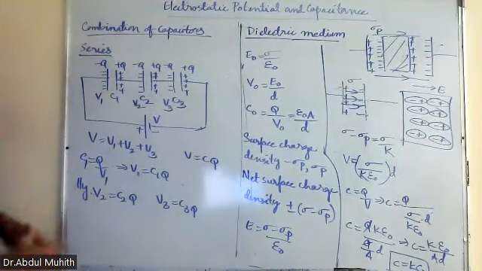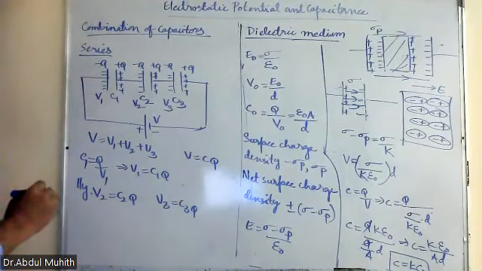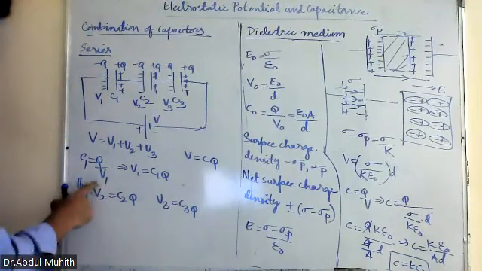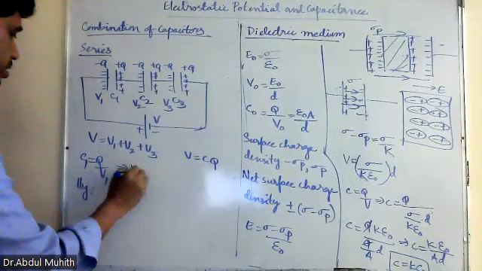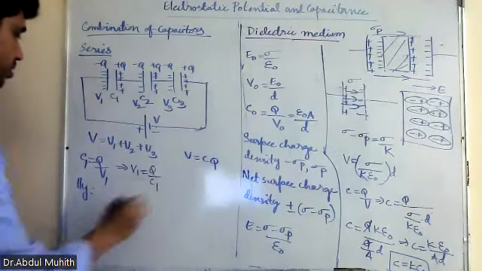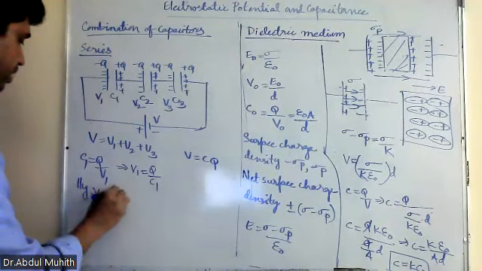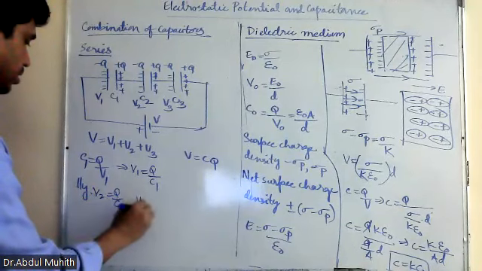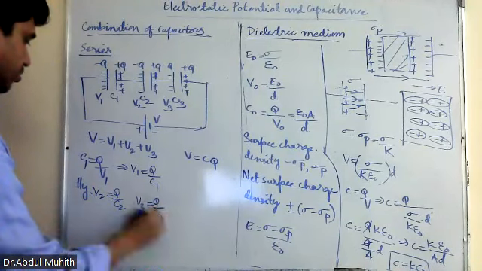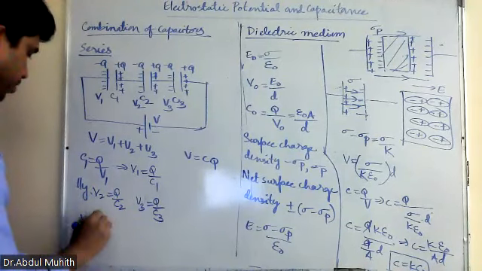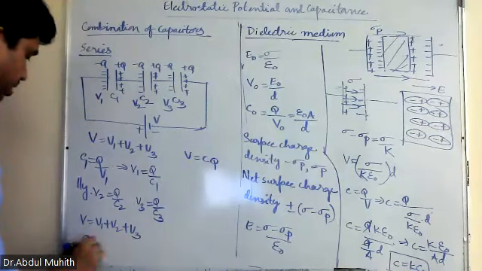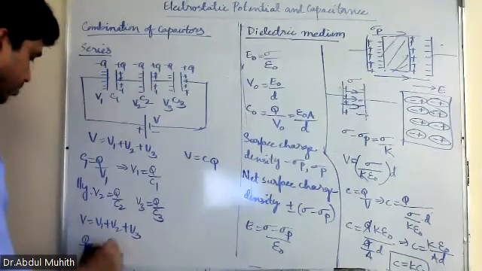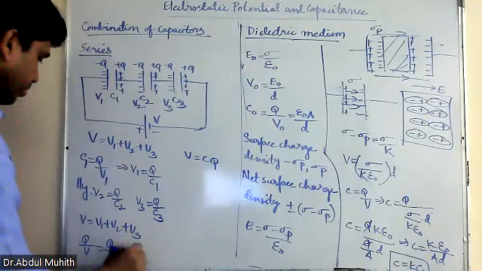Wait, one second. Here I made the mistake. V1 is equal to Q by C1, sorry. V2 is equal to Q by C2. V3 is equal to Q by C3. This is the way we have it. So V is equal to what? V1 plus V2 plus V3. So Q by C is equal to Q by C1 plus Q by C2 plus Q by C3.